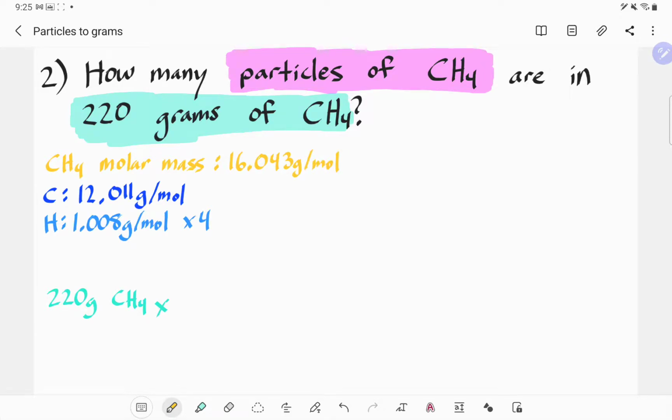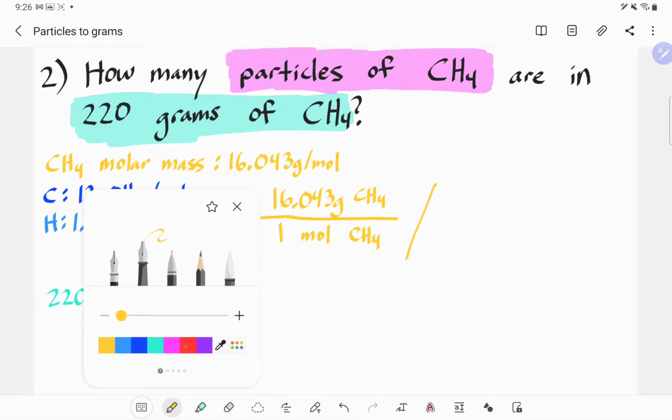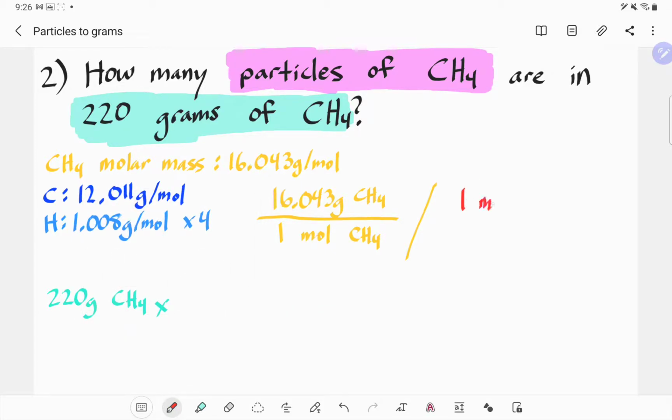We'll write down both ratios of that. We have 16.043 grams of CH4 for every 1 mole of CH4. Or we could say that we have 1 mole of CH4 for every 16.043 grams of CH4. One of those is going to be more useful than the other, so let's see what we need.